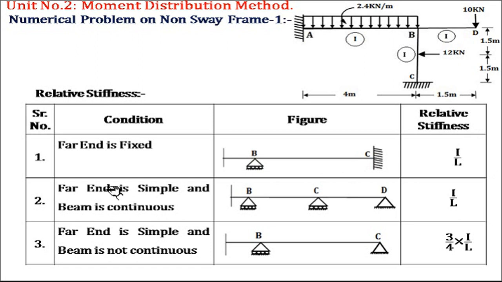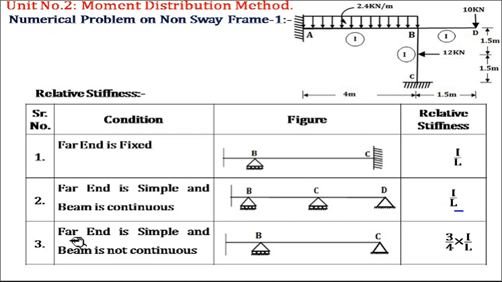Second condition, when the far end is simple and the beam is continuous. From B to C, if you observe, the far end is simple at C and it is also continuous. So the value of relative stiffness is I by L.